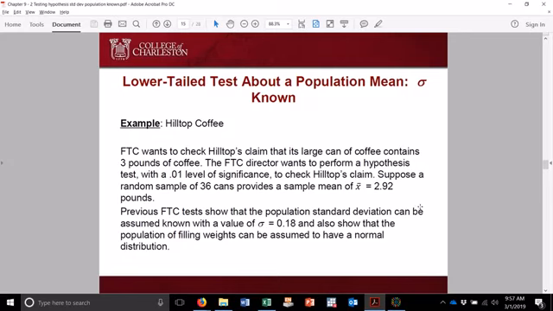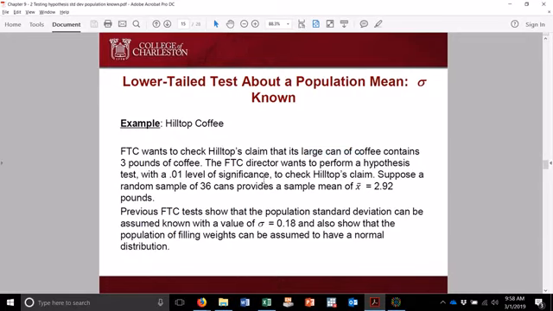So this is the problem we have in our slides, and we're talking about the Hilltop Coffee, and they want to figure out if the claim that is made about the large can of coffee that contain 3 pounds of coffee, they want to make sure that the large can of coffee has 3 pounds or more. This is our null hypothesis. Okay, and the alternative hypothesis is that the can of coffee has less than 3 pounds of coffee. Okay, so this is the problem, and we worked on that in class.